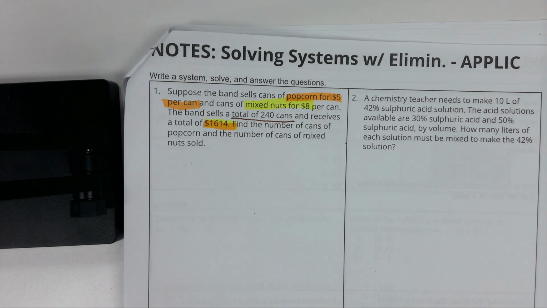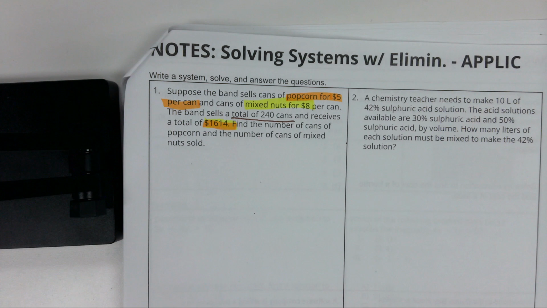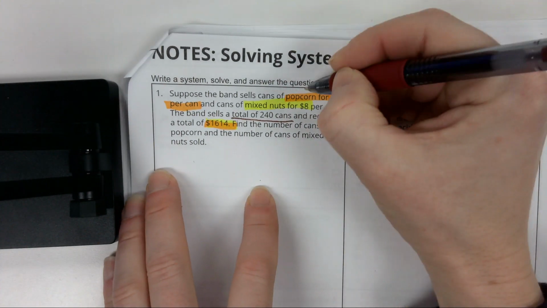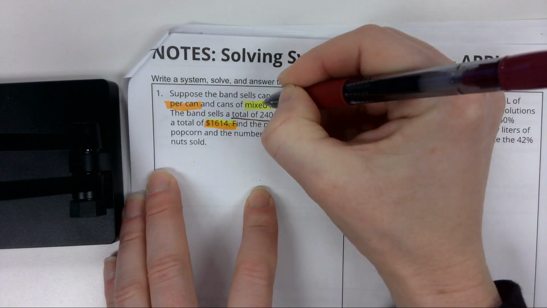Means I have to set up 2. Shane, what do you want to pick for variables? You start me off here. X and Y. You want to do X? Are you going to let X be the popcorn? Yeah. Okay, and Y will be the cans of mixed nuts.